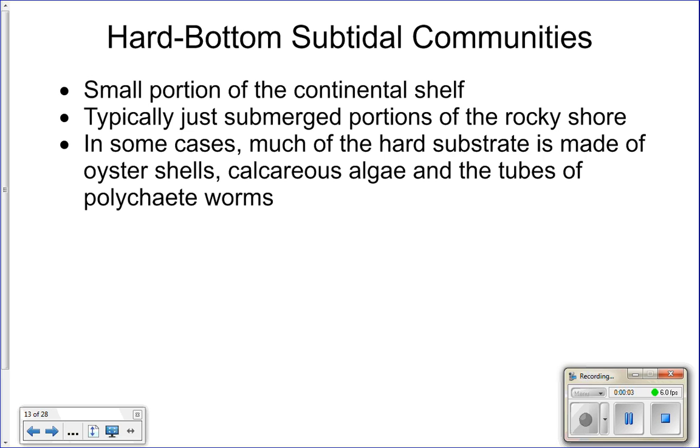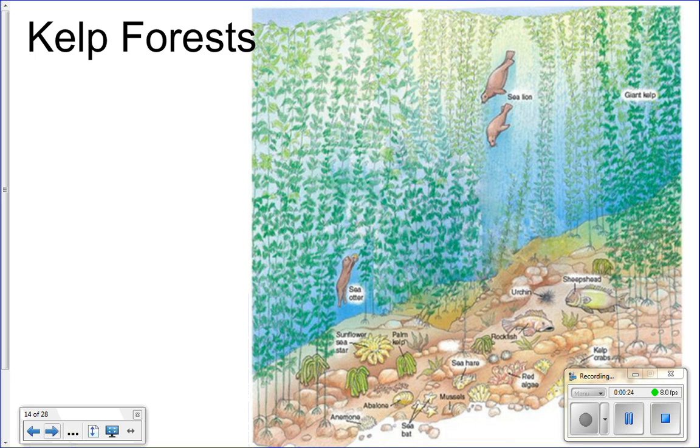Great. So, hard bottom subtidal communities. You have either sand on the bottom in this coastal ocean, or you have rocks and stuff that can be underwater in this area. If it's rocks, you've got a hard bottom subtidal community. Typically, those rocks are really just an extension of the land out into the water, but sometimes it can be made up of other things like worm tubes or oysters.